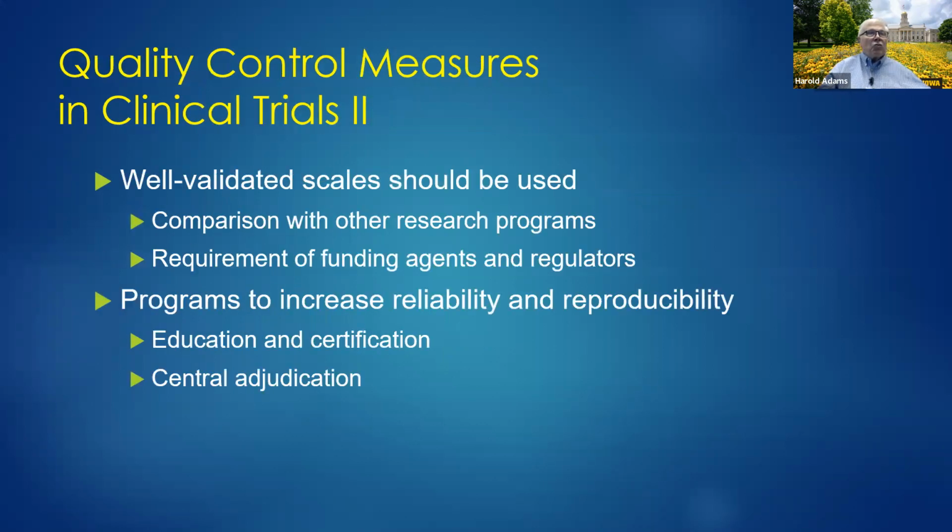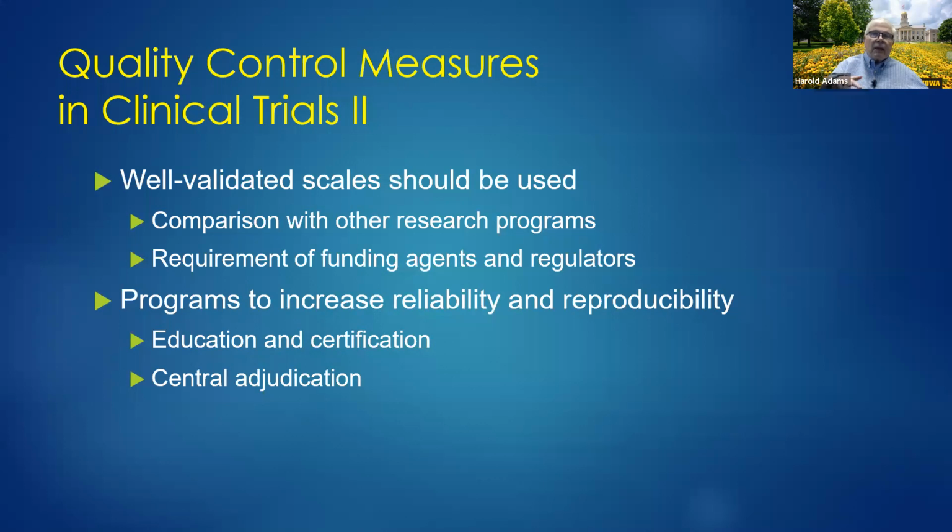Now, therefore, you should use, whenever possible, well-validated scales. This becomes crucial because it will allow the readers of your research, other clinicians in your area of research, to compare your results with another research study. Nowadays, because this is so important, funding agencies such as the NIH and regulators such as the FDA are requiring that you use well-validated scales.